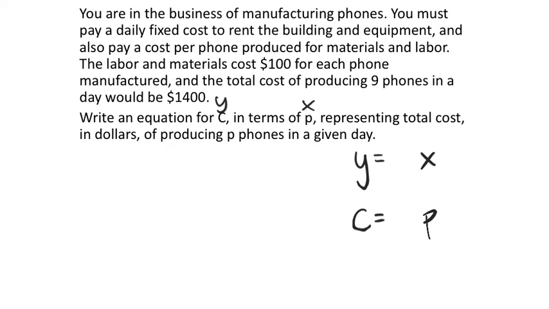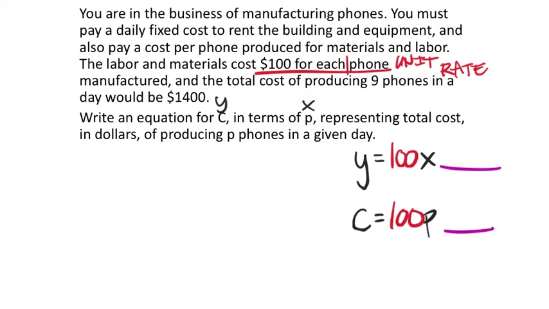Okay, well, $100 for each phone. That, again, shows us a unit rate. And while you don't see the one, it's there. It's just a phantom one for each one phone. So that would be our slope right there. Okay, so $100 for each phone. So you could put that as 100x or 100p. But again, this isn't showing the y-intercept, but we just got to fill in this blank is all we got to do.